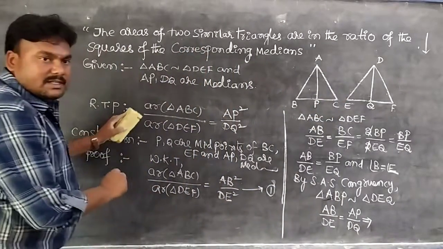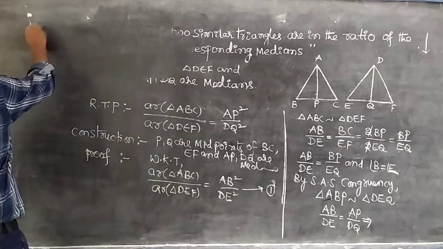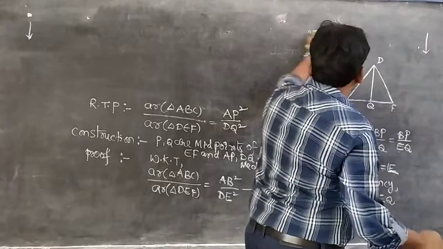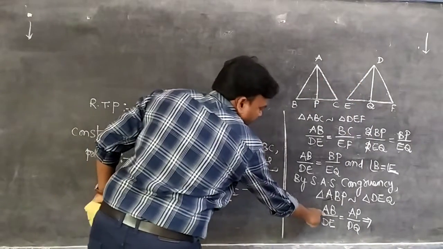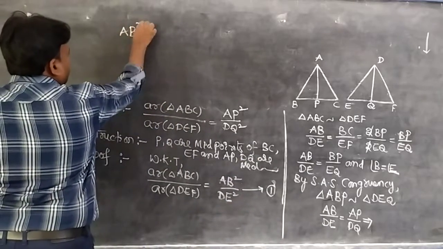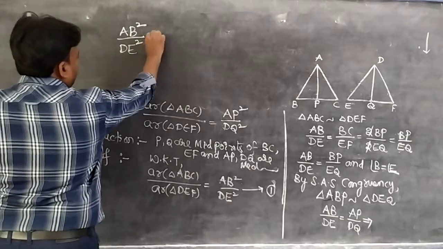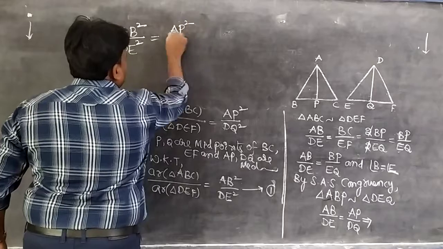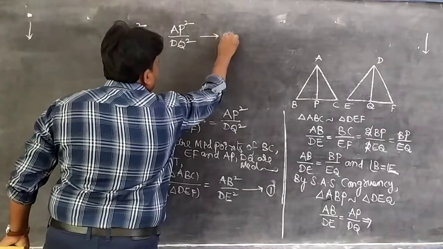Okay, here students, shall I clean this? So next one. Here the ratios are equal, so their squares are also equal. Again, AB square by DE square equals AM square by DQ square, which is equation number 2.